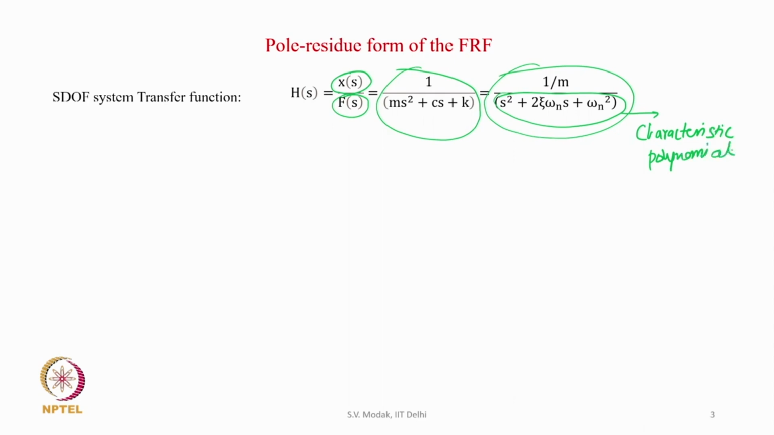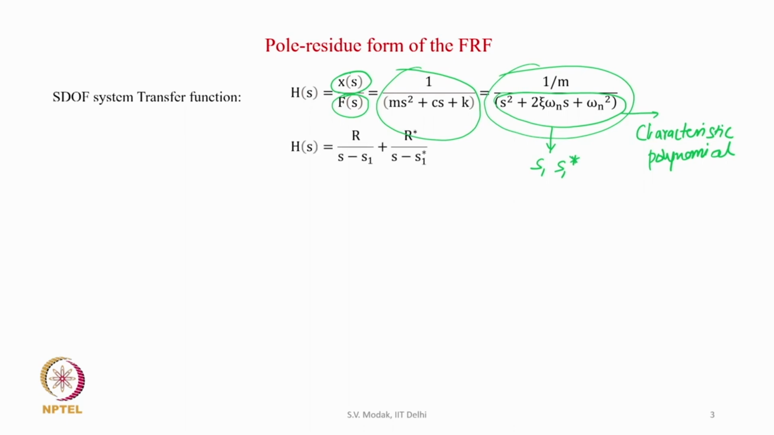It will have two roots, s1 and s2, and those roots are called the poles of the system. If we assume an underdamped system, then these poles should be complex conjugates. So the roots of this characteristic polynomial, assuming an underdamped system, would be s1 and s1 star, which are complex conjugate roots.